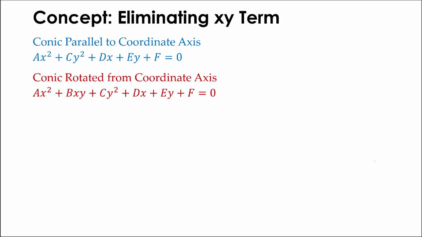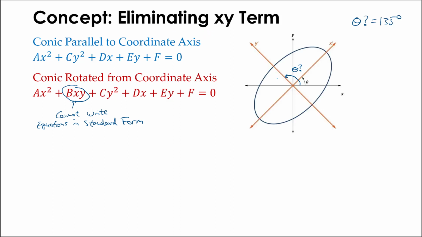All right, so let's look at eliminating our xy term, and why might we want to do that? Well, when I have this conic that's been rotated from the coordinate axis, instead of being parallel to the coordinate axis, if I have this Bxy term, I cannot write this in standard form. I cannot write this in standard form if I have this Bxy term. So if I need to write it in standard form, then we're going to have to work on eliminating the xy term.